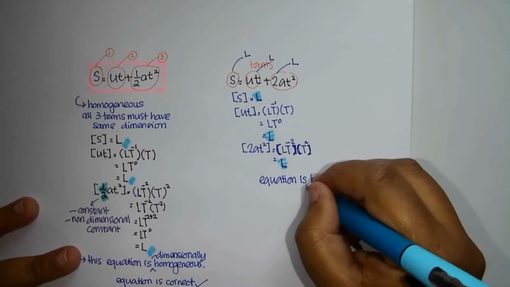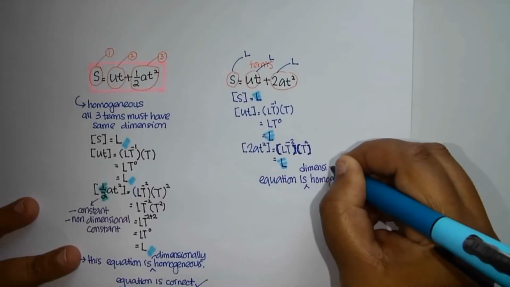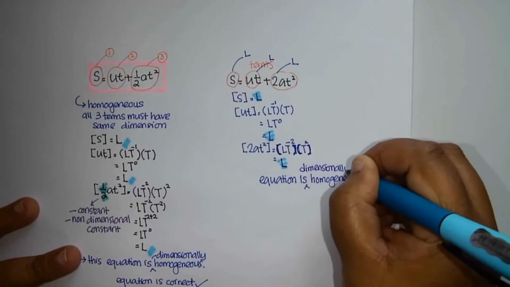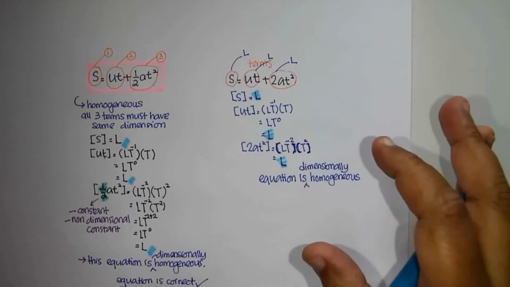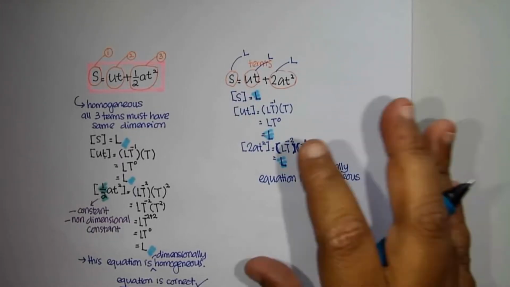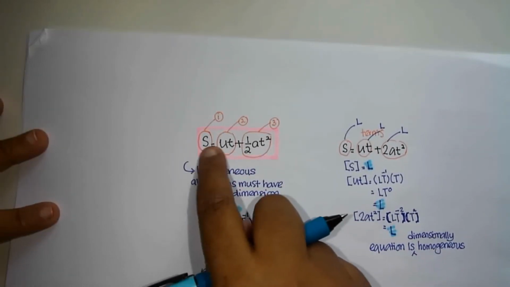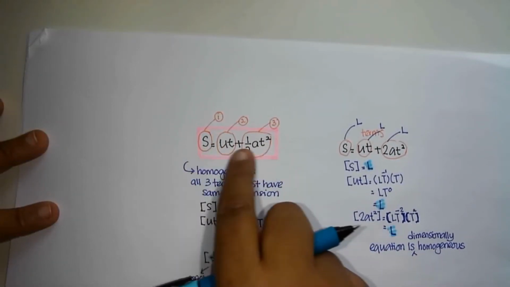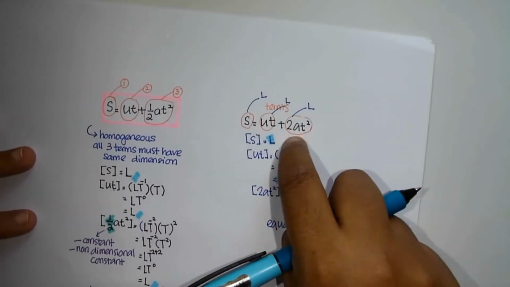Or we can say the equation is dimensionally homogeneous. Okay, but is the equation correct? That one we cannot identify unless you do the experiment. An experiment has been done and they found out the physical quantities are related in such a manner. So that means this equation is incorrect.